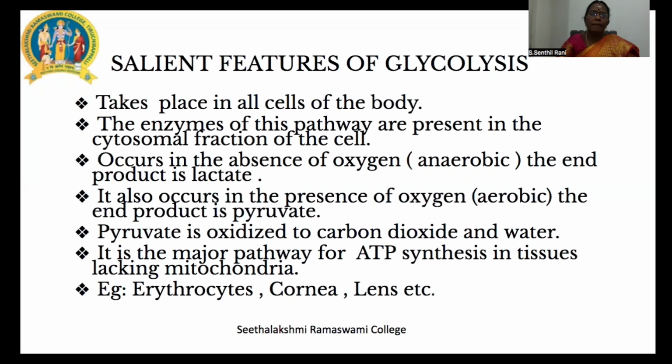It occurs in the absence of oxygen. It is called anaerobic glycolysis. The end product is lactate. When glycolysis occurs in the presence of oxygen, it is called aerobic glycolysis. The end product is pyruvate. Pyruvate is finally oxidized to carbon dioxide and water. It is a major pathway for ATP synthesis in tissues lacking mitochondria, for example, erythrocytes, cornea, lens, etc.